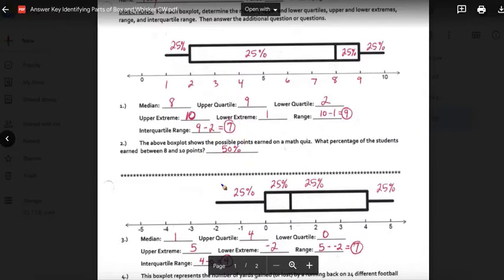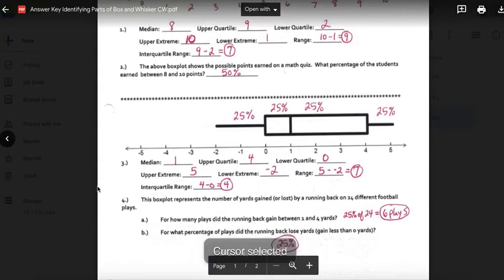The above box plot shows the possible points on a math quiz. What percentage of the students scored 8 to 10? So I had to look at this section here, and I noticed 25% and 25% is 50%. So that was half of the data right there. Which means just these numbers were kind of more spread out here, whereas there's a bunch of numbers between 8 and 10 here.